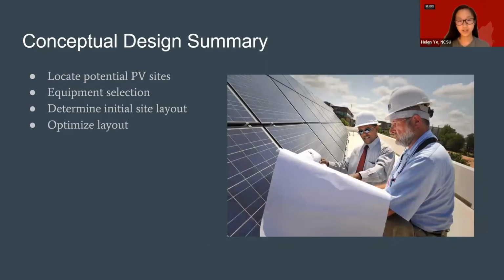Our approach to designing our solar system can be summarized in 4 steps. First, determine the potential PV site within our given parcels. Second, select our equipment based on the type of solar panel due to site constraints. Third, determine our preliminary site layout based on research and talk to industry professionals. And lastly, optimizing our layout.